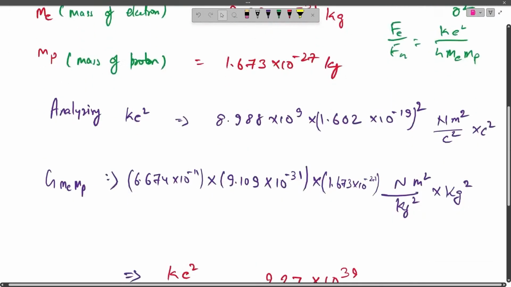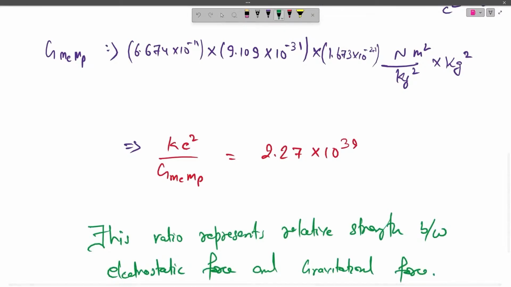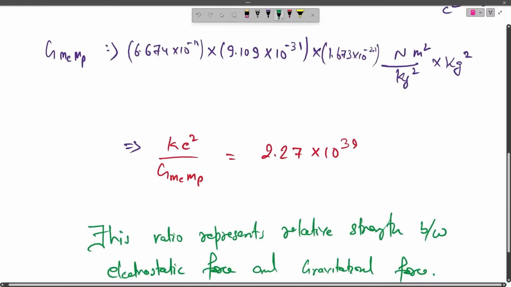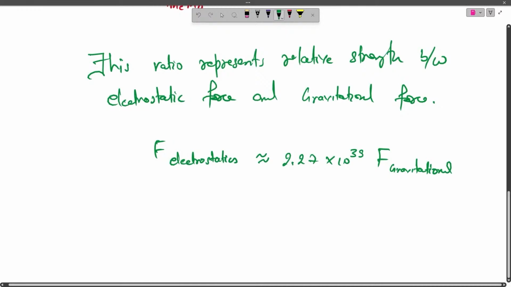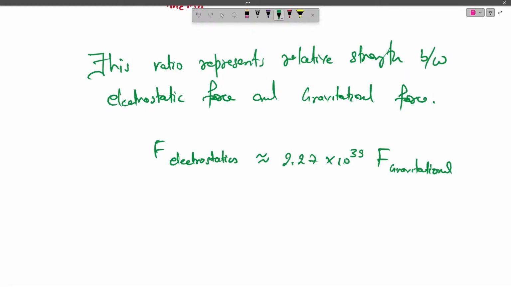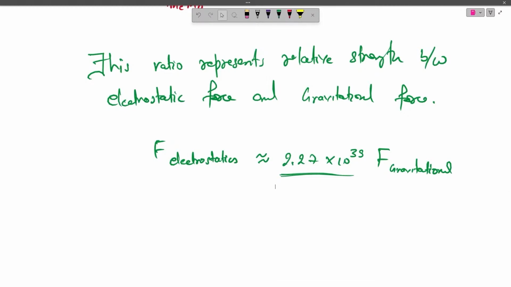in this expression, we will get the value of K e square by G m_e m_p equals 2.27 into 10 to the power 39. Now this ratio represents the relative strength between electrostatic and the gravitational force, and we see here that force of electrostatics is 2.27 into 10 to the power 39 times that of the gravitational force. That is, electrostatic force is much higher than that of the gravitational force, and it is higher by the order of magnitude this much.